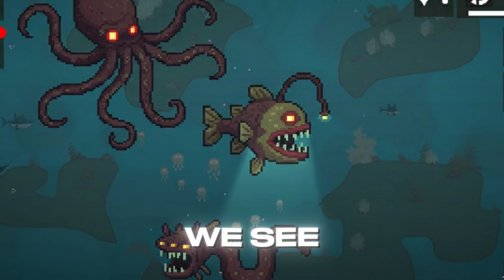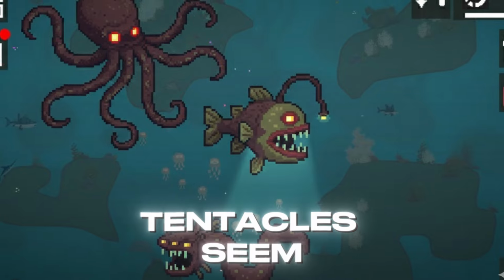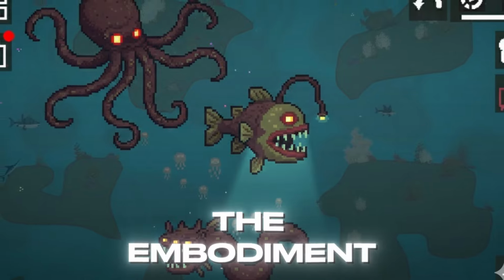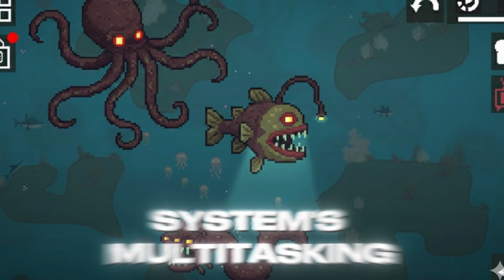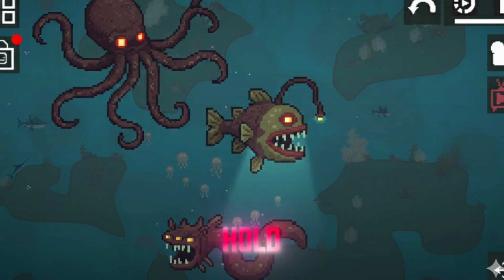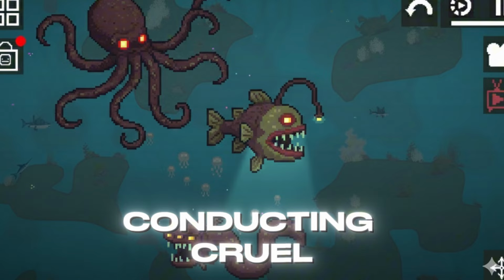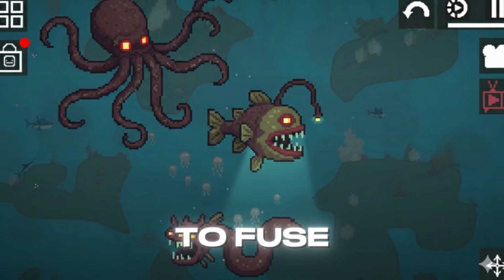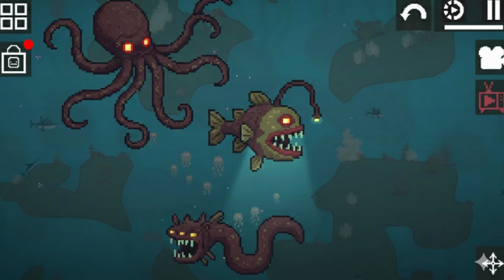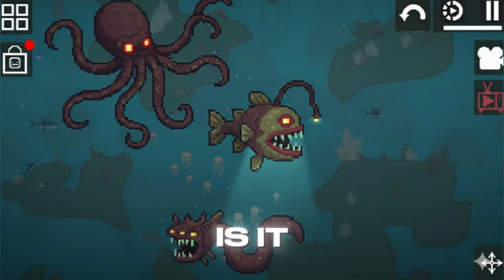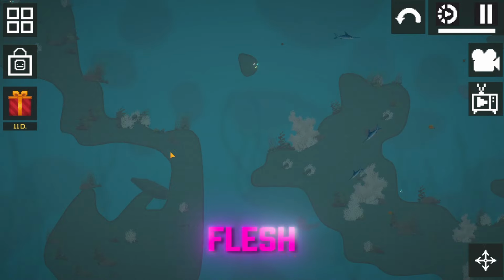On the right, we see a giant octopus whose tentacles seem endless. It is the embodiment of the system's multitasking capabilities, able to hold dozens of objects at once, conducting cruel experiments on them to fuse flesh and mechanisms. Notice how calm it is. It knows that in this water, it is the chief architect of flesh.